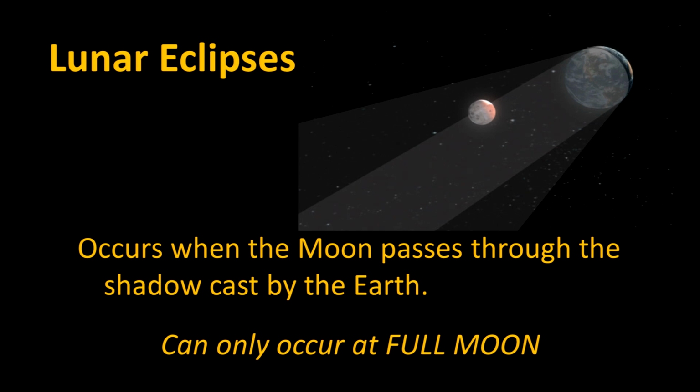But a lunar eclipse can only occur at full moon, because what we need to have is the Earth between the sun and the moon to create the shadow that the Earth casts and for the moon to pass through that shadow. So lunar eclipses can only occur at full moon, whereas solar eclipses can only occur at new moon. So let's take a closer look at the shadow there.